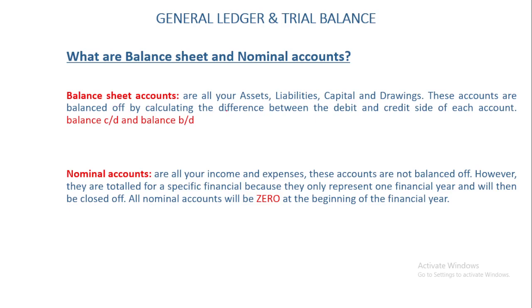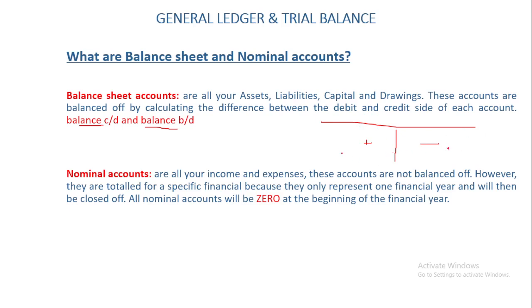So what are balance sheet and nominal accounts? The balance sheet accounts are all your assets, liabilities, capital, and drawings. These accounts are balanced off by calculating the difference between the debit and the credit side of each account, and therefore we're going to have what we call balance carried down and balance brought forward. So in terms of all of these accounts, if it's an asset, you're going to have your plus on this side and your minus on this side, meaning that at the end of each and every month, you're going to say all the amount that we received this month minus all the amount that you spent. So therefore, you're going to get what we call balance carried down.